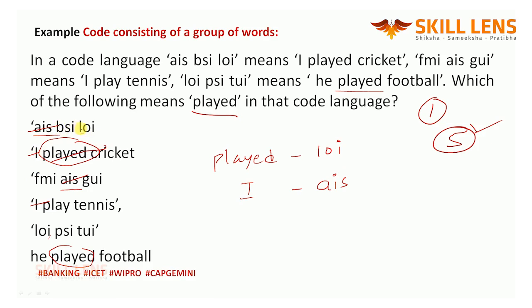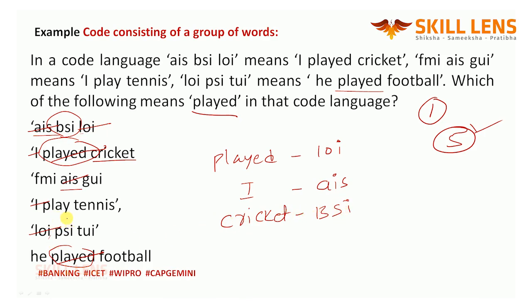Played is gone, LIO is gone. So the remaining is what? Cricket. So the cricket code is BSI. Okay, like that you need to identify.